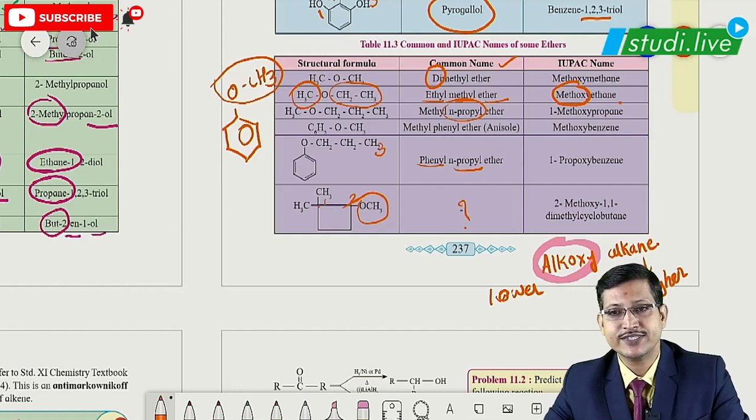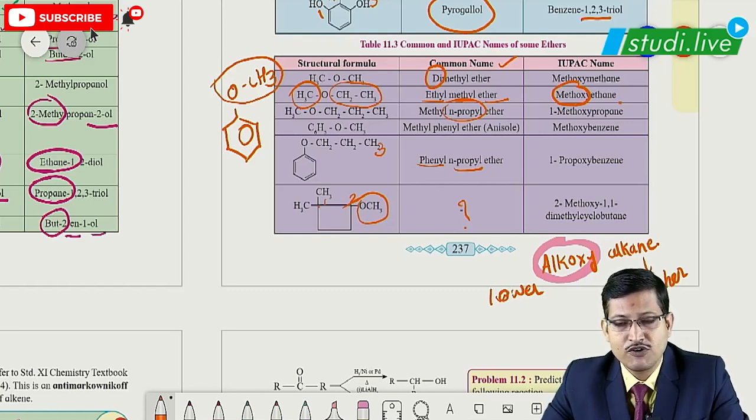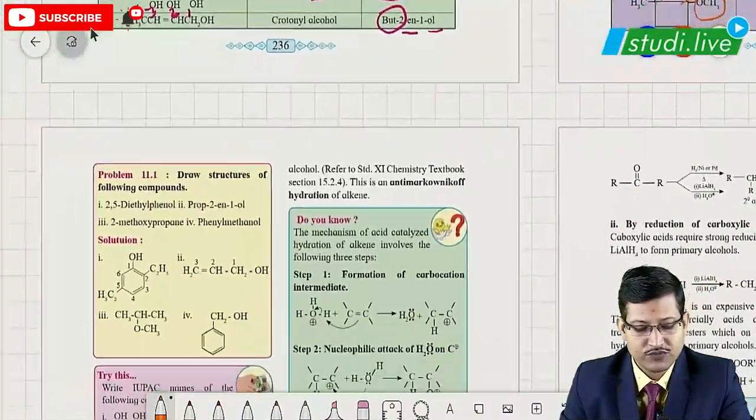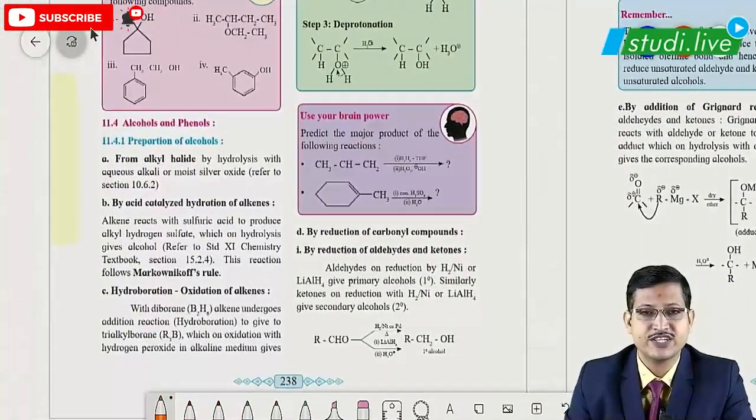So this completes the nomenclature together of alcohols, phenols and ethers. For alcohols, E is replaced by OL. For phenols we have discussed the different types, monohydric and dihydric phenols. And for ethers, as I mentioned, alkoxyalkane, where alkoxy is the lower alkyl group and alkane is the higher alkyl group.